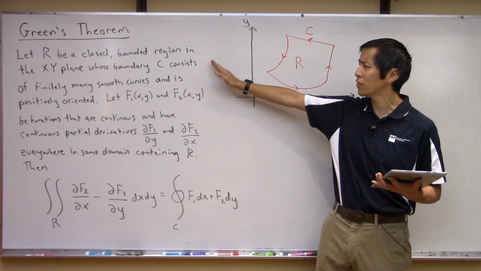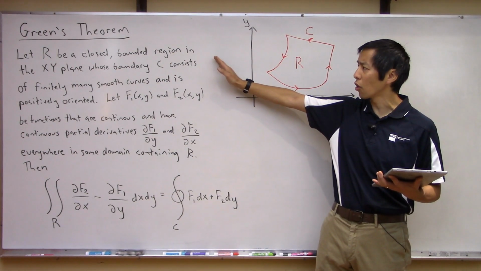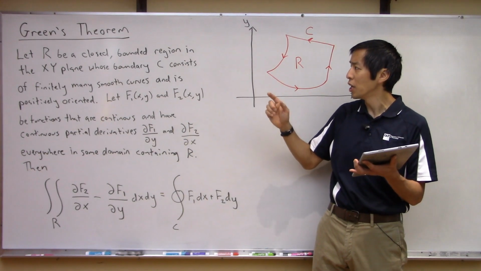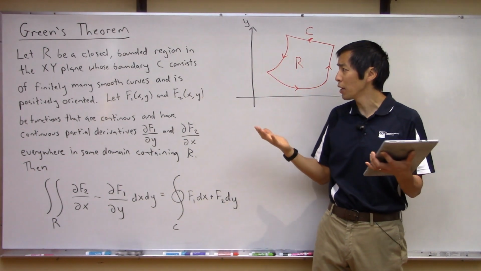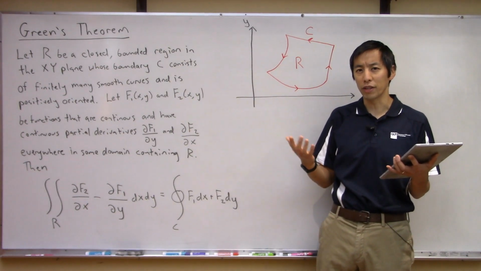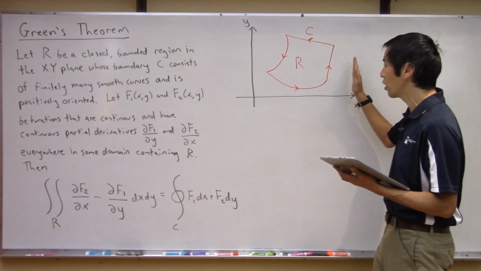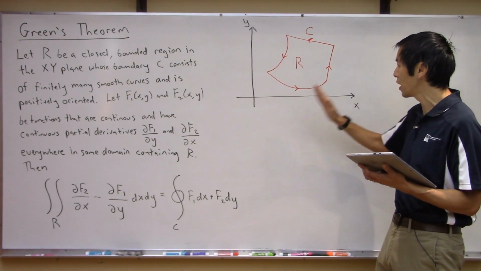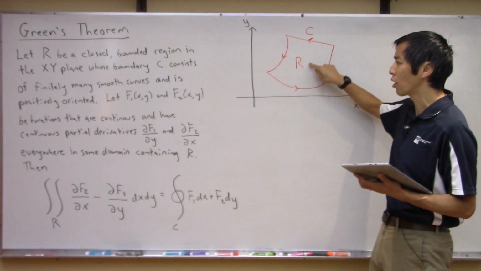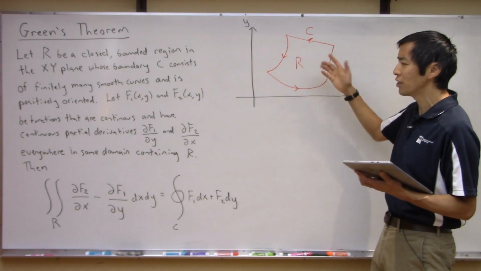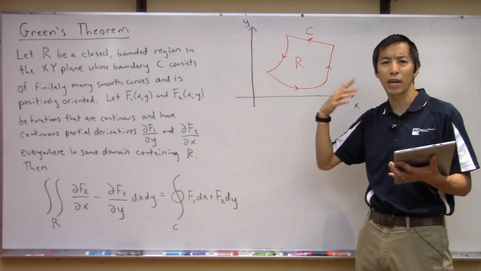It says that Green's theorem involves a region R, which is a closed bounded region, which has some boundary C, which is consisting of finitely many smooth curves and is positively oriented. Okay, so let's stop at that first sentence. I've drawn a picture to kind of get an idea of this. So again, we've got an XY plane, and in this plane, we've got a region R. And the region R, as you can imagine, it has some kind of boundary or some kind of perimeter.